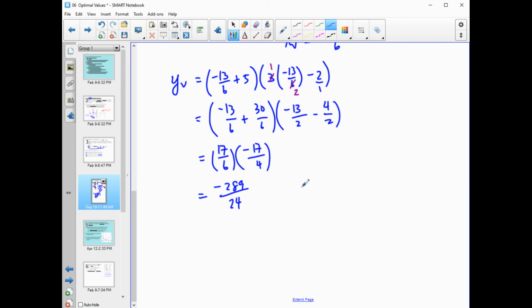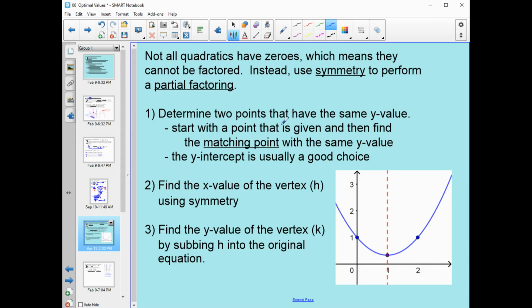And so my optimal value, remember we're interested in the y-coordinate of the vertex, so my optimal value is negative 289 over 24. If this were a word problem, you would probably convert that to a decimal, because if we're talking about distance or speed or time or something like that, negative 289 over 24 is not a particularly useful number. But mathematically, it's very useful because it is an exact value. And let's move on to some other techniques.